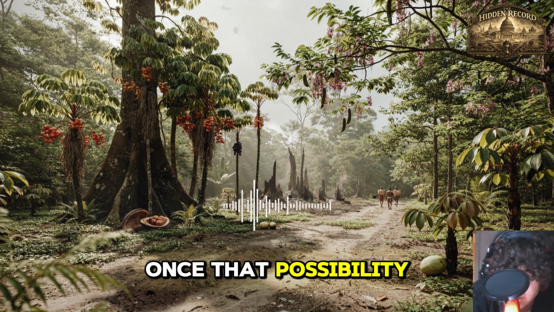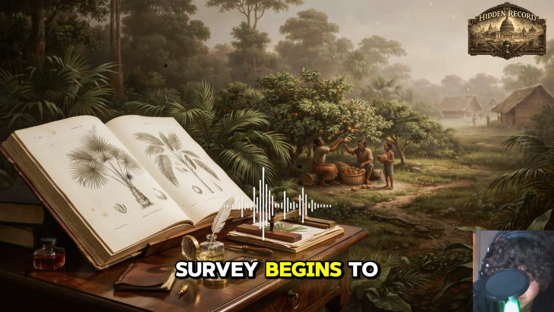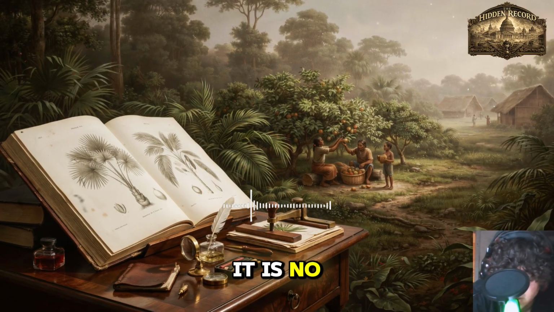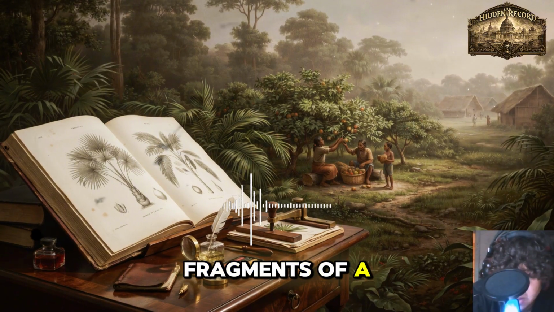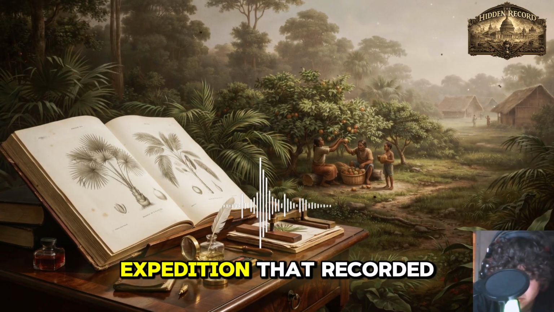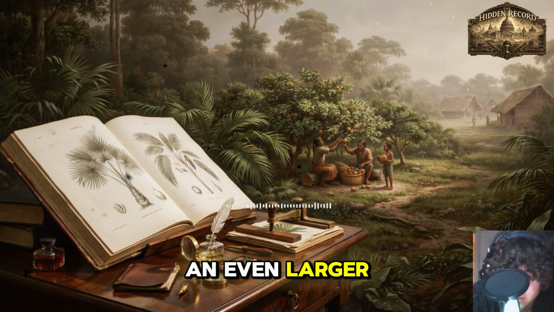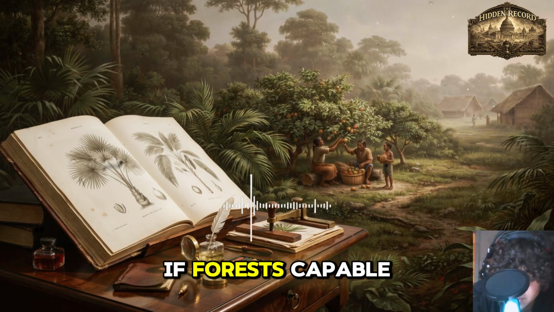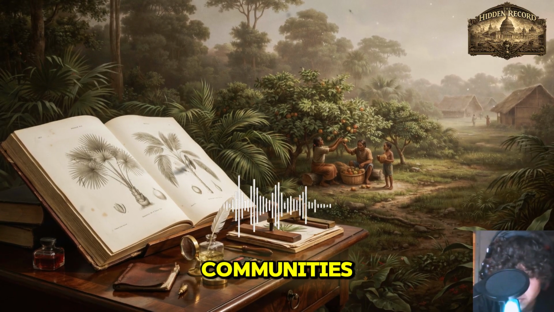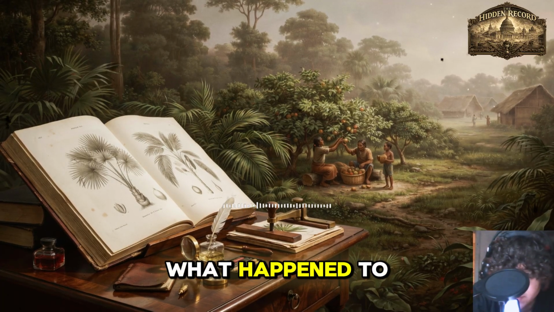Once that possibility becomes visible, Wallace's 19th century survey begins to read differently. It is no longer simply identifying palms. It is preserving fragments of a landscape whose ecological history extended far beyond the expedition that recorded it. And that raises an even larger question. If forests capable of feeding entire communities once existed across so many regions of the world, what happened to them?